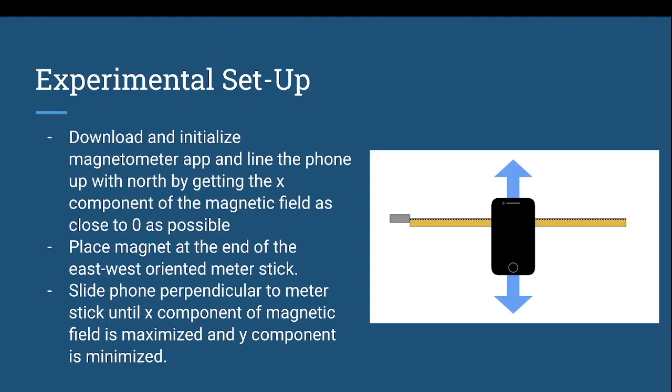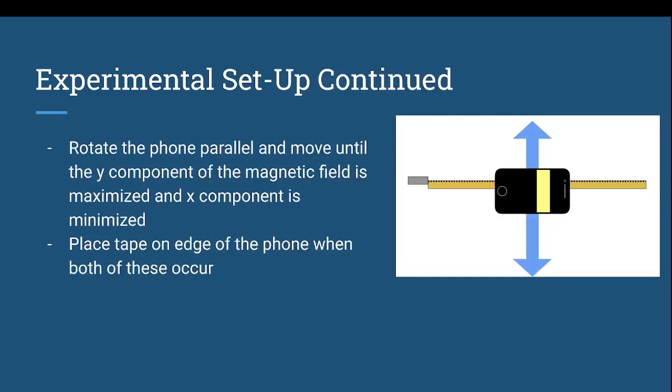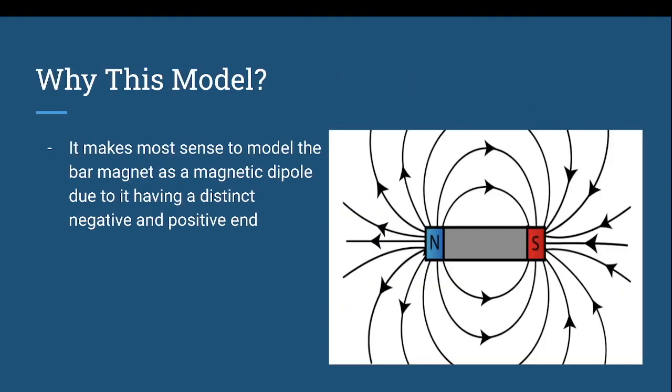We then placed the magnet at the end of the east-west oriented meter stick that was previously laid out. We then slid the phone perpendicular to the meter stick until the x component of the magnetic field is maximized and the y component is minimized. We then rotated the phone so it's parallel to the meter stick and moved it until the y component of the magnetic field is maximized and the x component is minimized.